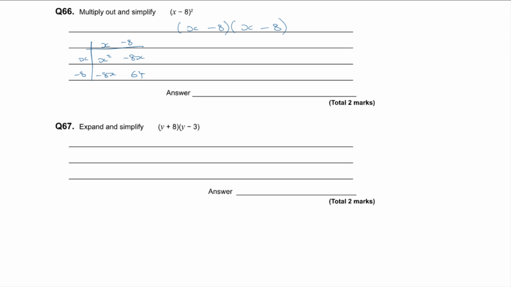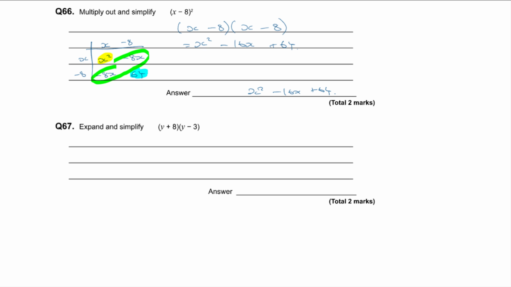Okay? Now in my grid, I've got 3 types of things. I've got a term in x squared, so that goes at the beginning, x squared. I've got 2 terms in x. I've got minus 8x and minus 8x. Add those together, that is minus 16x. And then finally, I've got the 64 at the end, plus 64. And that's my expanded form there. x squared minus 16x plus 64.